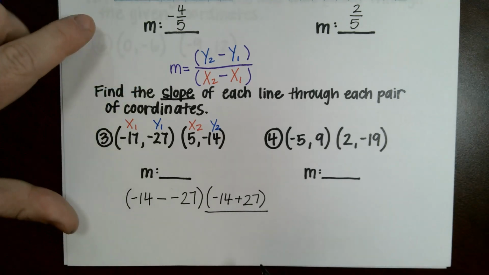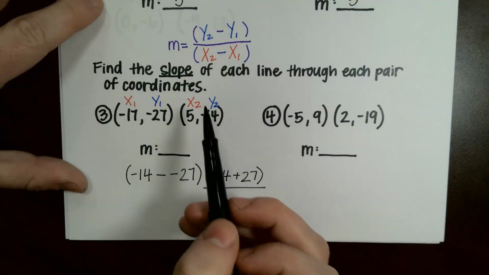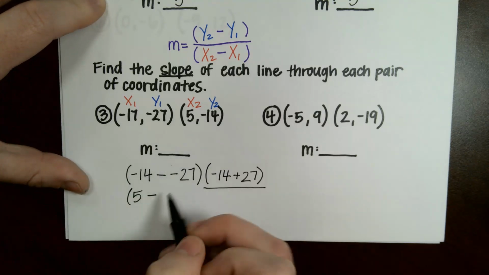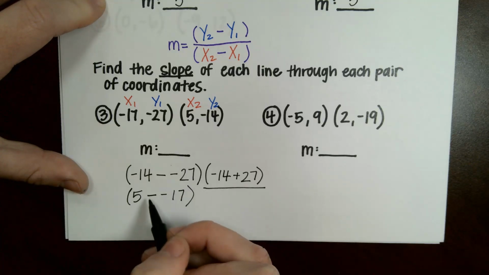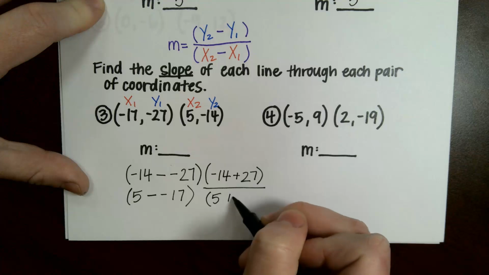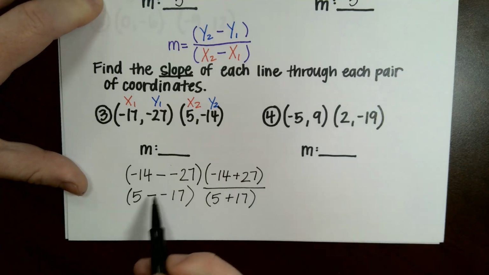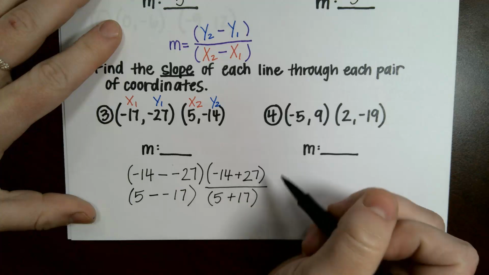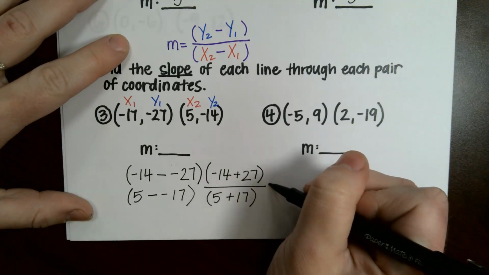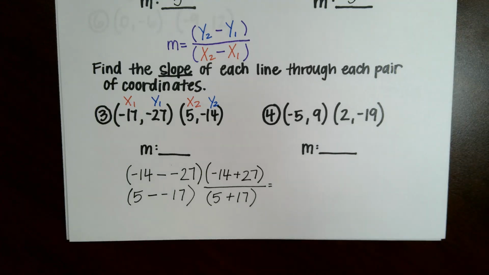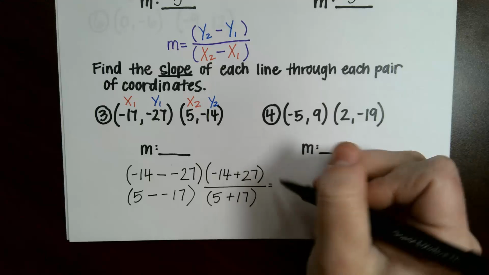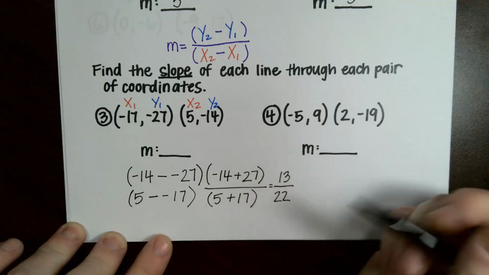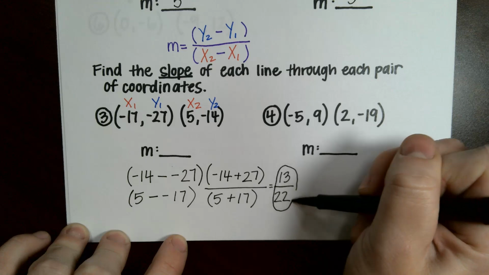What am I going to write on the bottom of my parentheses? Yeah, x2 minus x1, so that's 5 minus negative 17. And same thing happens here. This will become 5 plus 17 because of those two minus signs or negatives being right by each other. Okay, any questions up to this point? All right, what do we need to do here now? Negative 14 plus 27. Yeah, what's negative 14 plus 27? Positive 13. I believe you. Positive 13 over, what is 5 plus 17? 22. All right, so we got 13 over 22 for our slope.